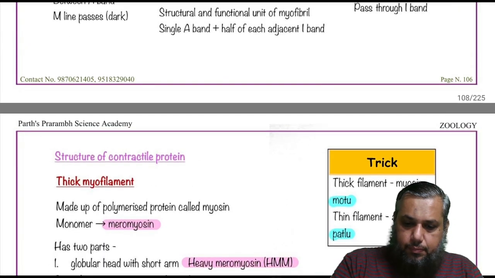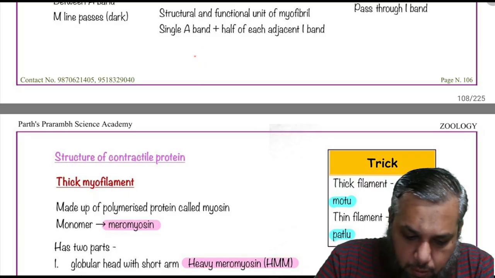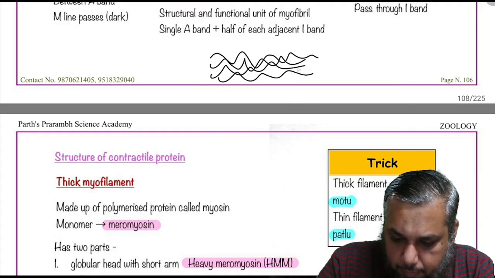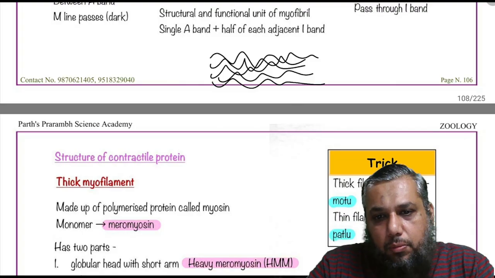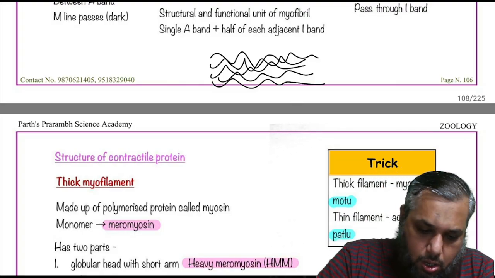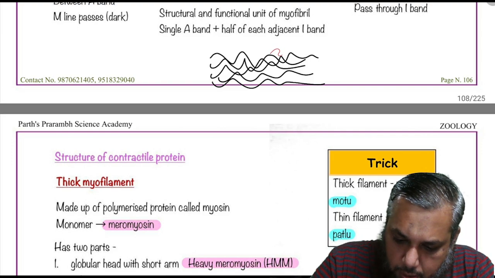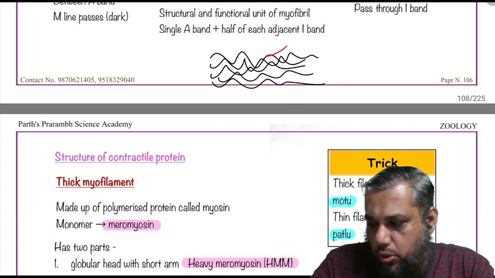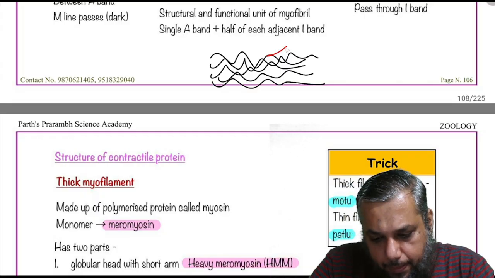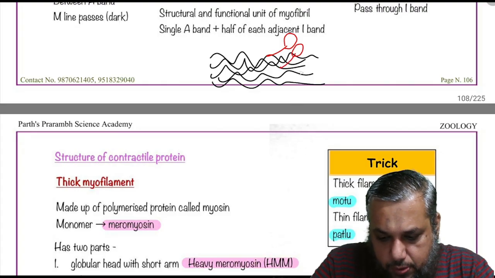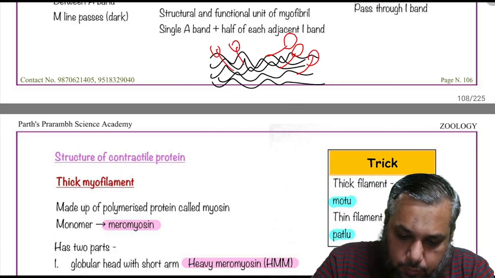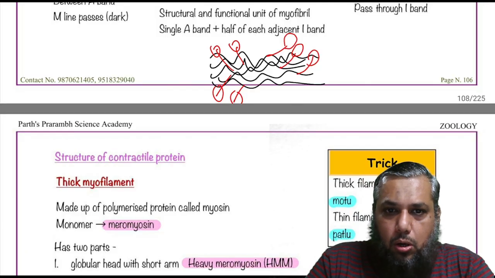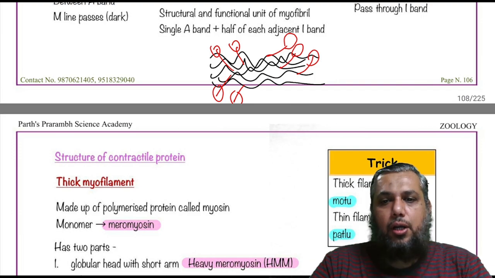इसको हम ऐसे समझ सकते हैं कि बहुत सारे मीरोमायोसिन ये साथ में आए and they resulted in the formation of the myosin, and हर एक मीरोमायोसिन का HMM component, which includes the short arm and the head, at regular intervals will protrude out, and it will result in the formation of the cross arm. और यही क्रॉस आर्म हम देखेंगे आगे चल के क्रॉस ब्रिज बनाएगा.